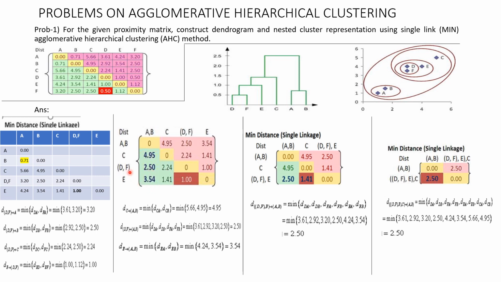How do you calculate distance from D comma F to A comma B? Please see here this line. Distance from D comma F to A comma B. Please see here. How do you calculate? Minimum of distance between D to A or D to B or F to A or F to B. That's all. Again I will repeat. Distance from D comma F to A comma B is the minimum of D to A or D to B or F to A or F to B. Fine. What is D comma A? D to A is 3.61. What is D to B?